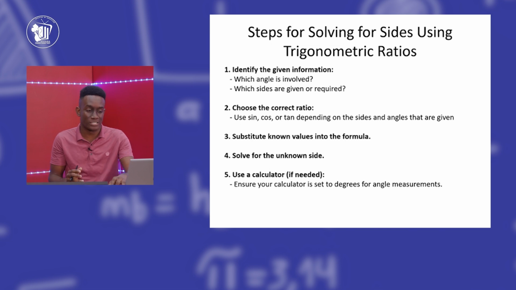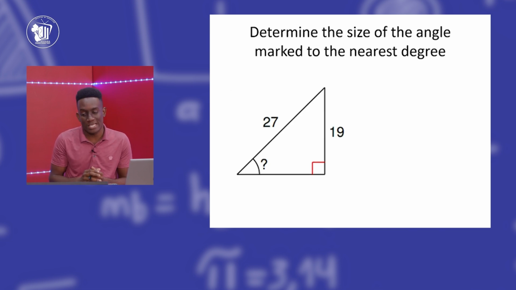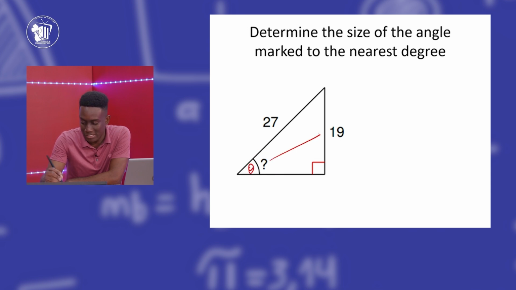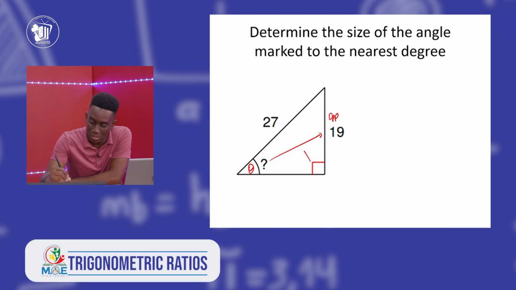So let's head into our first example. Determine the size of the angle marked to the nearest degree. So we want to find this angle to the nearest degree. Let's identify what we are given. We see this is the angle, so we can call this angle theta. The side opposite theta would be the opposite, and the side opposite the right angle will be the hypotenuse.